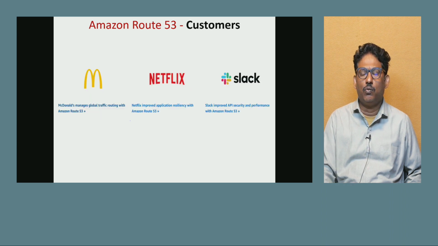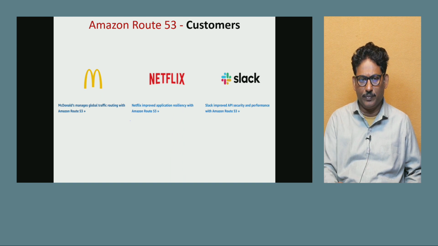Next, who are the customers of Amazon Route 53? They include McDonald's, Netflix and Slack. Netflix increased its application resiliency with Amazon Route 53, Slack improved its API security and performance with Amazon Route 53, and McDonald's managed its global traffic routing with Amazon Route 53.